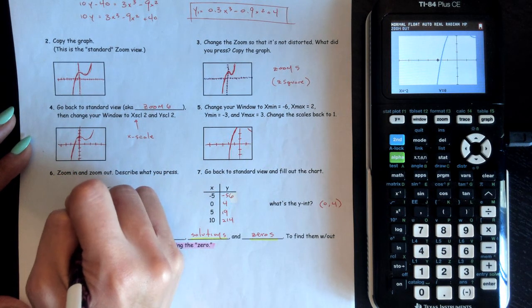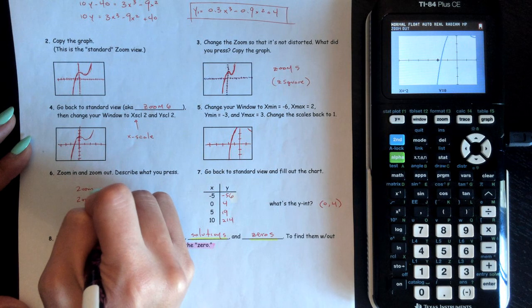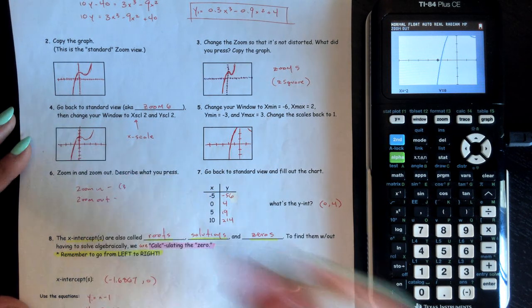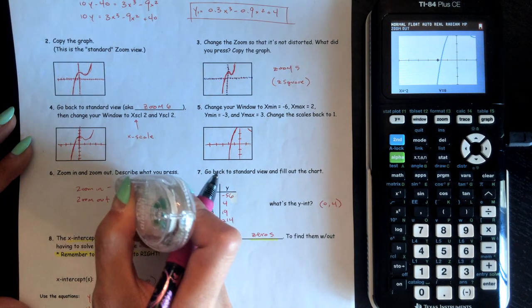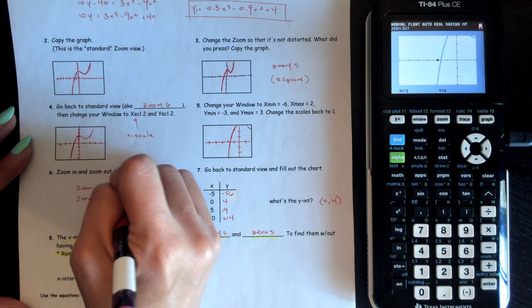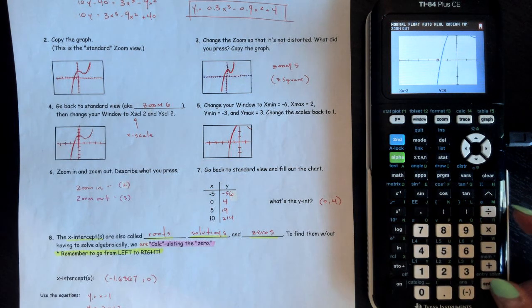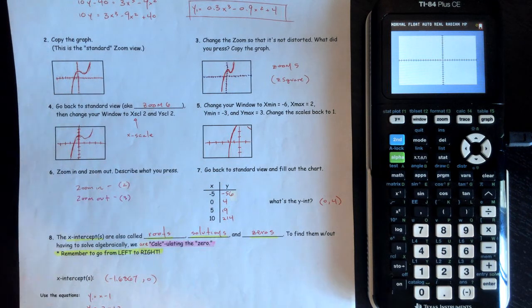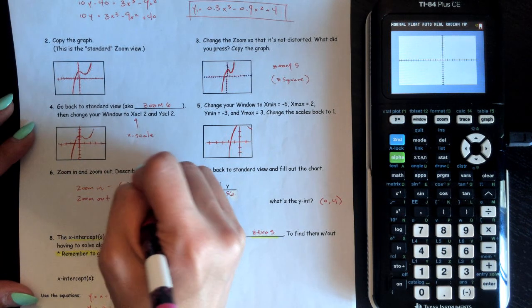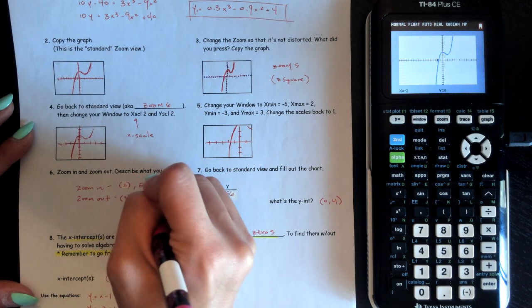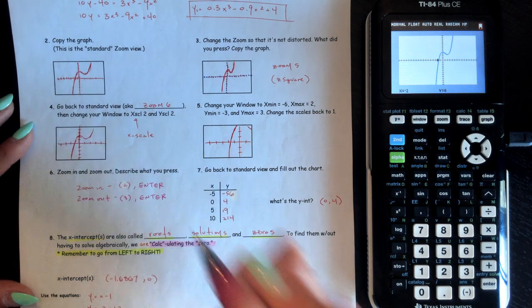So when you zoom in or zoom out, this, sorry, zoom in was like a 2, right? It was pressing 2, this was pressing 3. But what you actually have to do to make it zoom in or out is you have to press enter. And then it actually will do the zooming, so make sure that you write that too, okay?